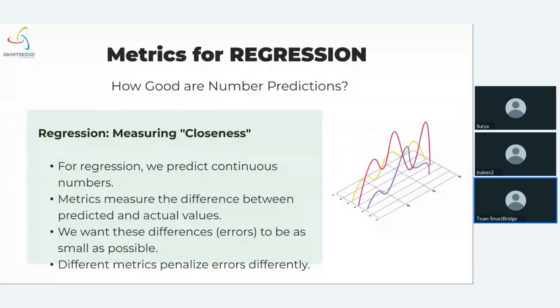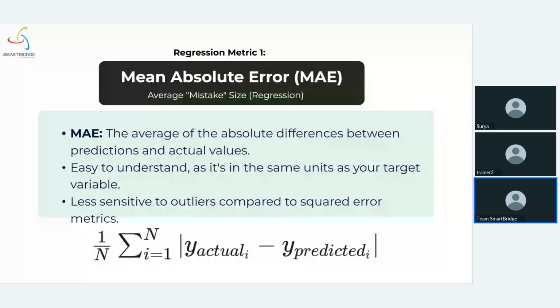The first thing that we'll be using is mean absolute error. I've already discussed this in the previous session. Let's have a quick recap. Mean absolute error calculates the average of the absolute difference between our model's predictions and the actual observed values.